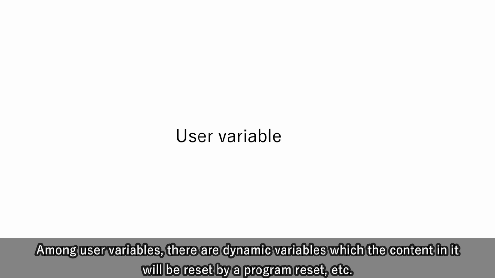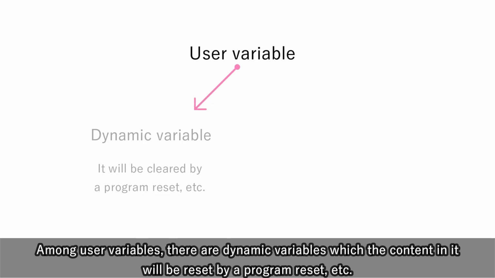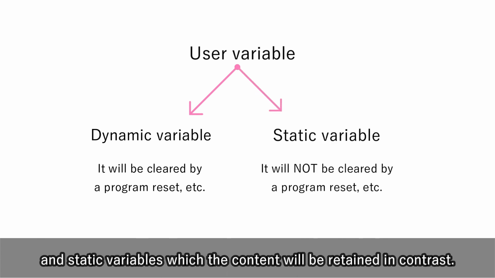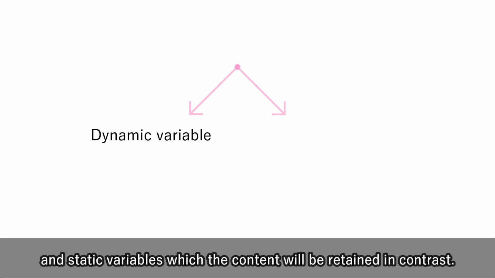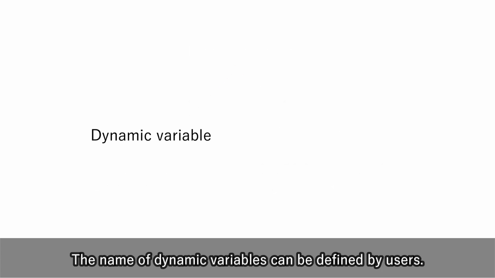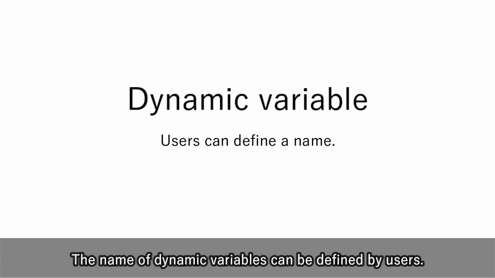Among user variables, there are dynamic variables, whose content will be reset by a program reset, etc., and static variables, whose content will be retained in contrast. The name of dynamic variables can be defined by users.